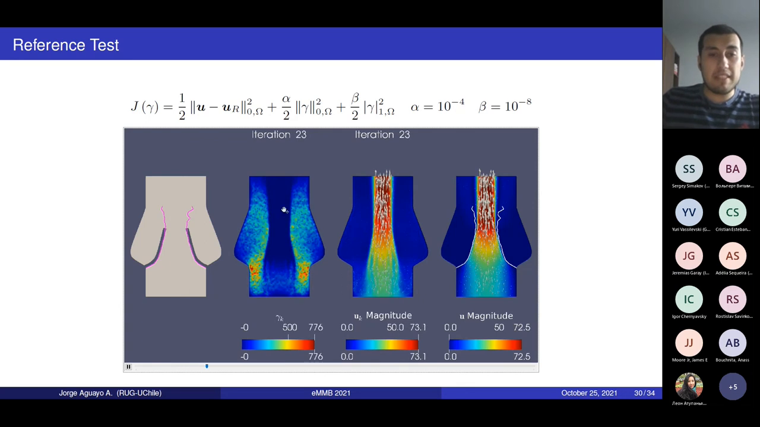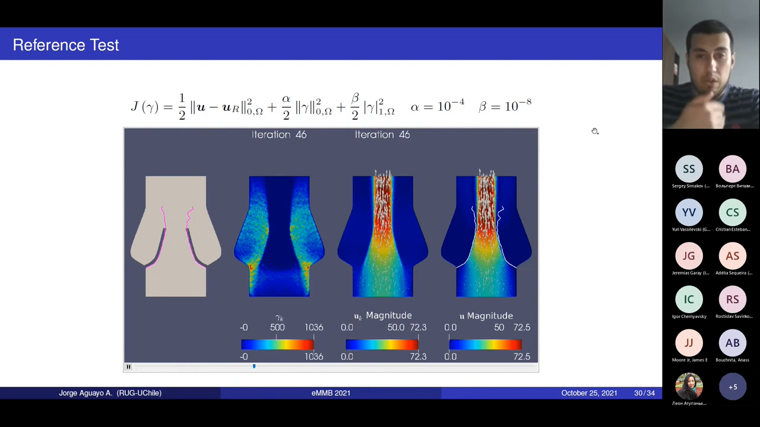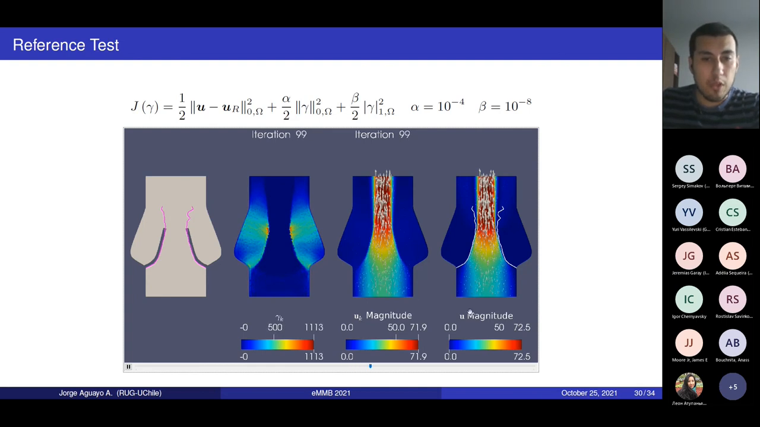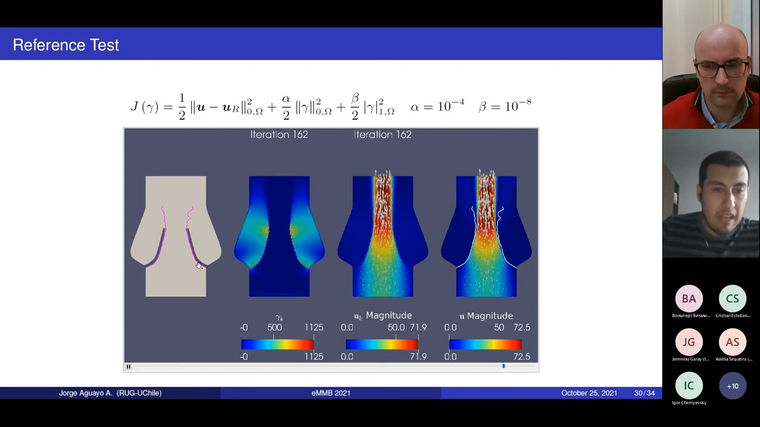If you can see, in the second figure here, we have gamma. When the iterations are advancing in the algorithm, we can see that the velocities are very similar to the reference, and also you can see the maximum values of gamma are very near to the real valve in this case. So you can represent the maximums with this line drawn in pink, and you can see that.